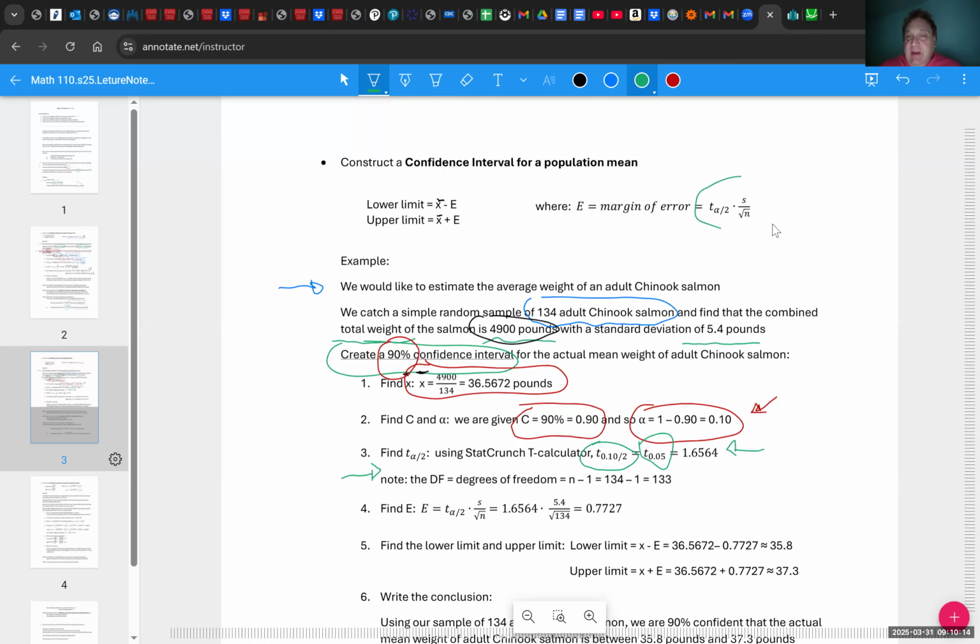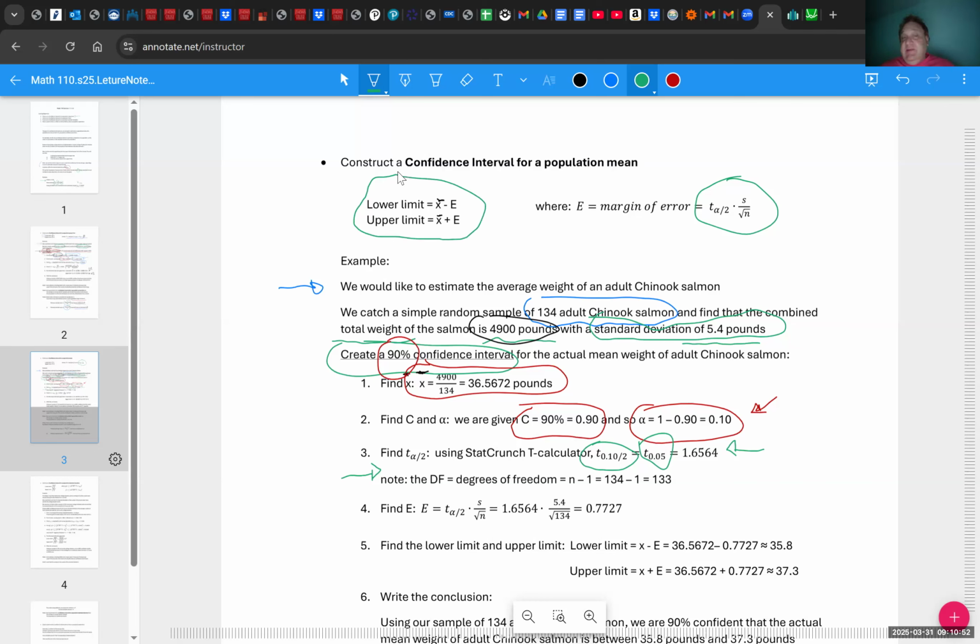Okay, then we can calculate E. Here's the formula for E. You take that T alpha over 2 number, you multiply by S over root N. So my T alpha over 2 was the 1.65 number I just figured out. The S is given to us. That's the standard deviation of the sample, which is 5.4. So I just put a 5.4 in there. And then N is the size of the sample, 134. So I do my formula, T alpha over 2 times S over square root N, calculate, and I get 0.7727.